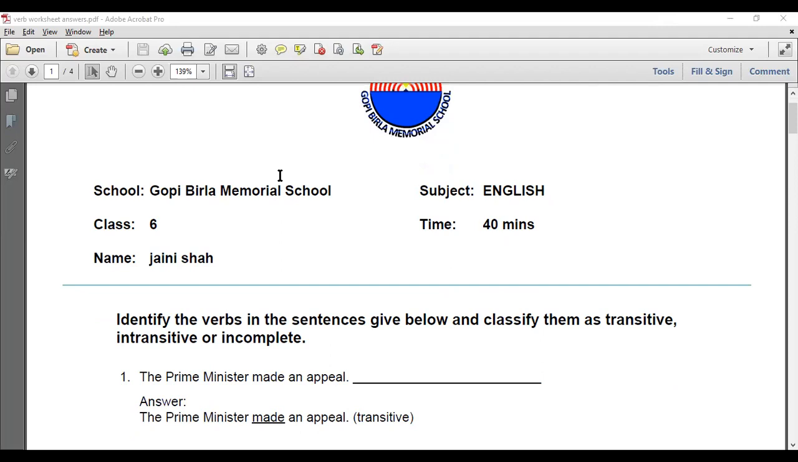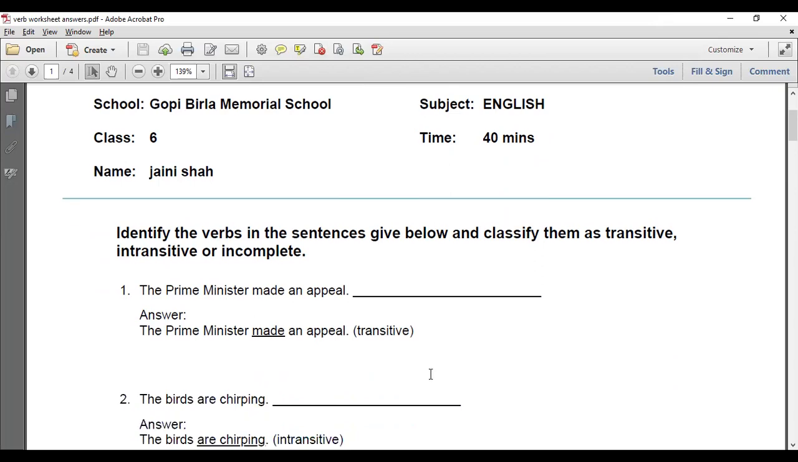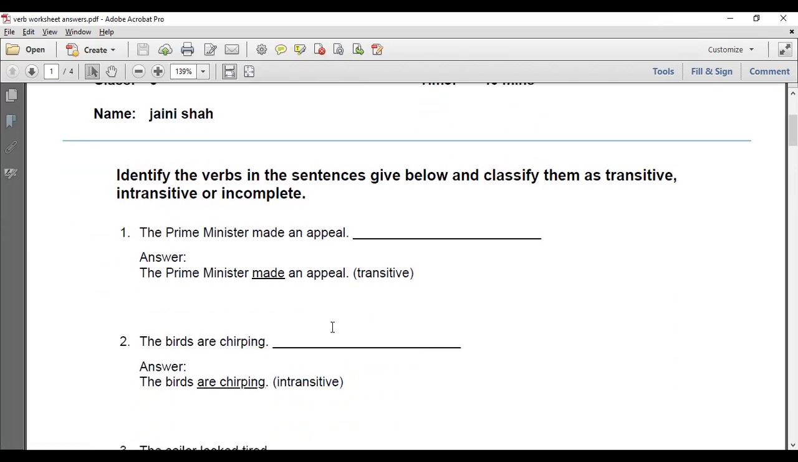First one, the Prime Minister made an appeal. If you have identified made correctly, half a mark for that, and half a mark for classifying it into transitive. If both are correct, give yourself 1 mark. The birds are chirping. Are chirping is the answer. Students, you have to underline are also. So if you have not underlined are chirping, cut half a mark over there. If you have correctly identified intransitive, give yourself half a mark for that.